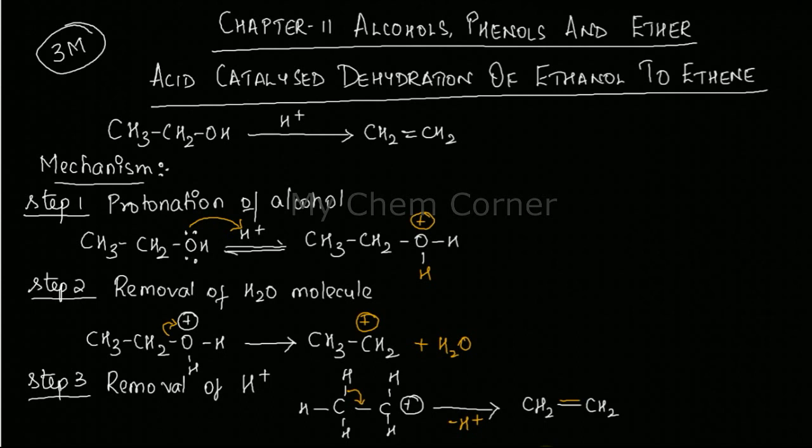Now this is going to be the entire mechanism for an acid catalyzed dehydration of ethanol to ethene. So first step is going to be protonation of alcohol. The second step is going to be removal of water molecule and the third step is going to be removal of a proton. For PUC students of second year, this is a sure 3-mark question asked in the PUC board exam. Alright.